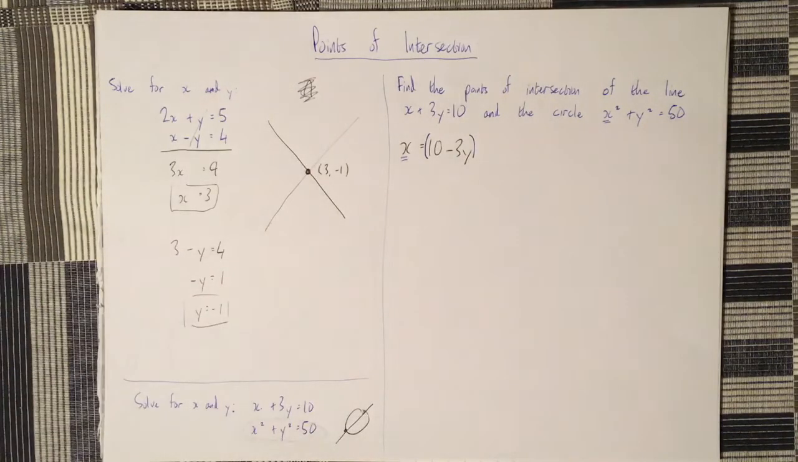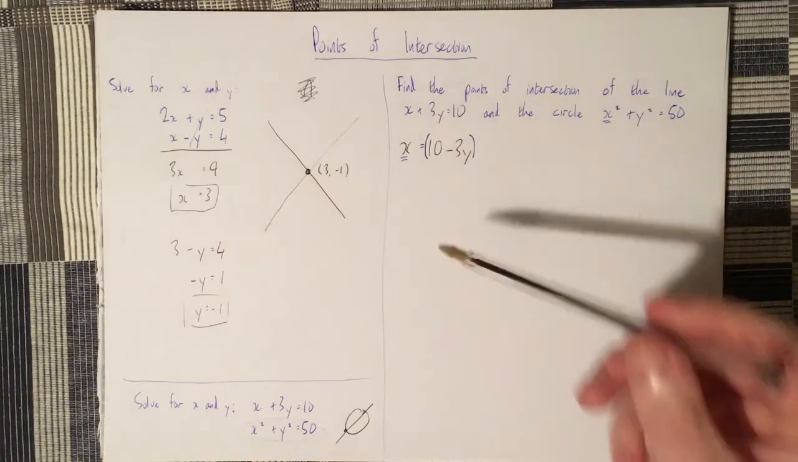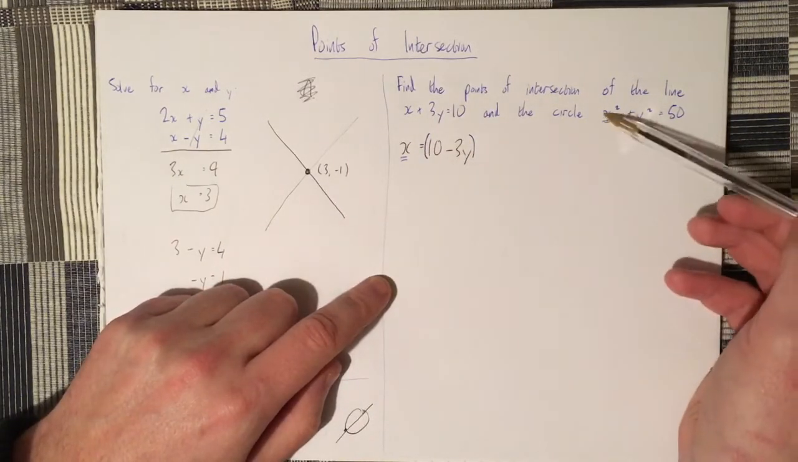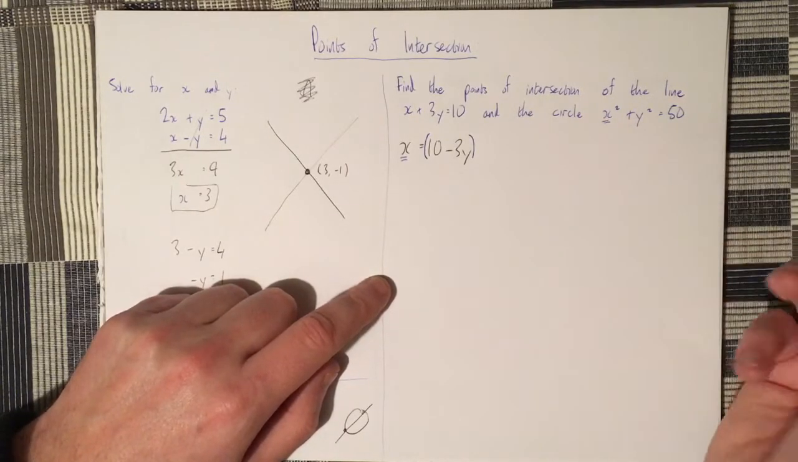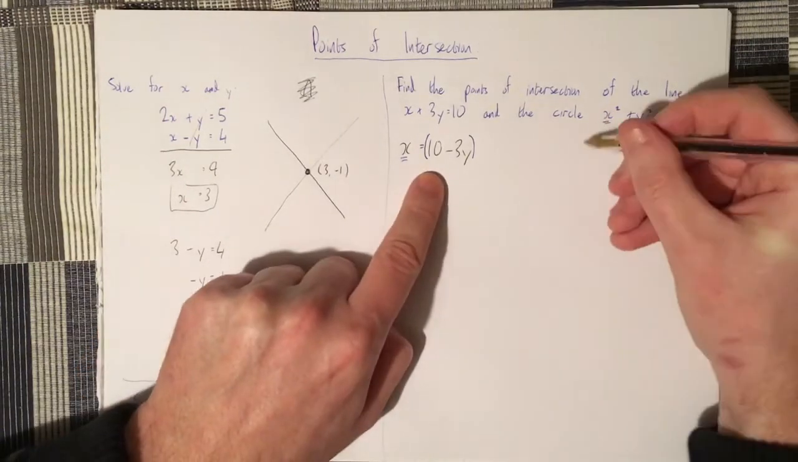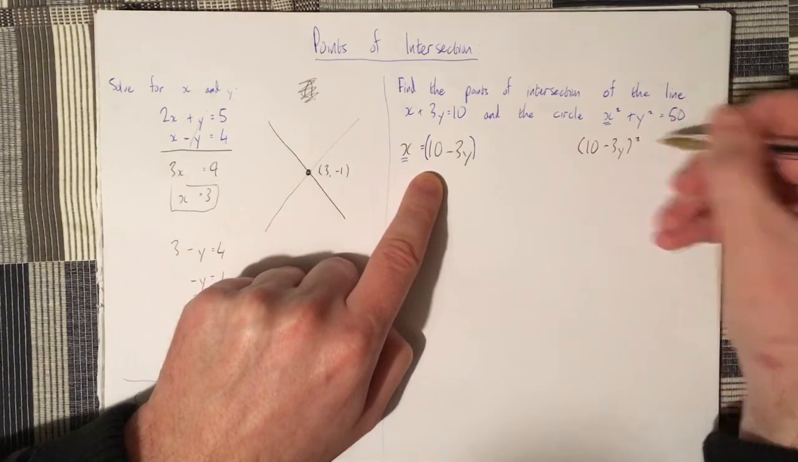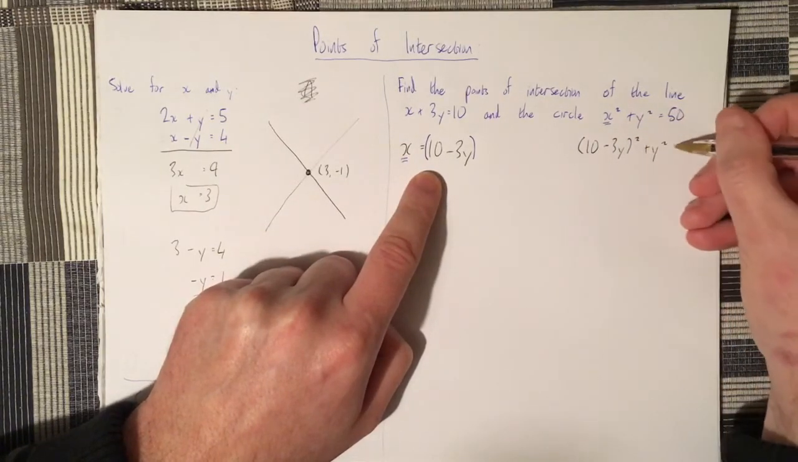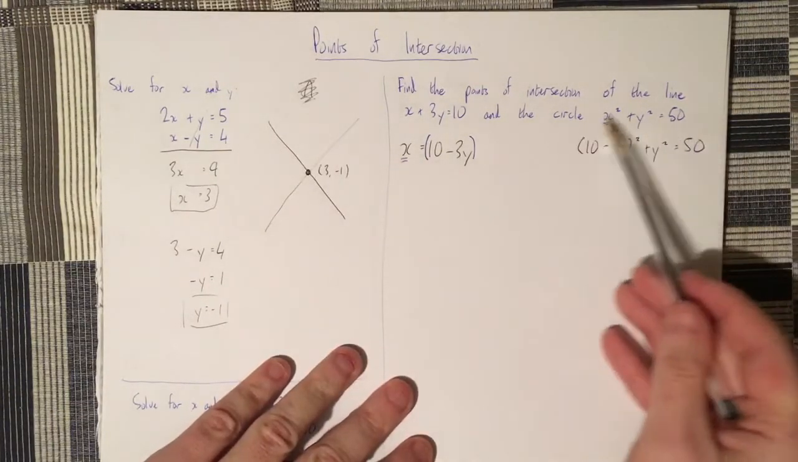Okay, so again, I suppose the problem with solving these is they've got two letters in them. So by rewriting this as x is equal to 10 minus 3y and putting that in here for x, I give myself an equation with just y's in it, so I'm able to solve it. So as I said, instead of x squared, I'm now going to have 10 minus 3y squared. Still got my plus y squared equals 50. And now this is what I'm solving.